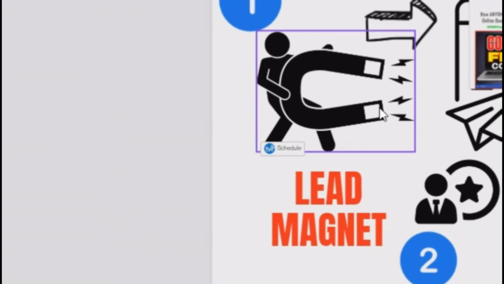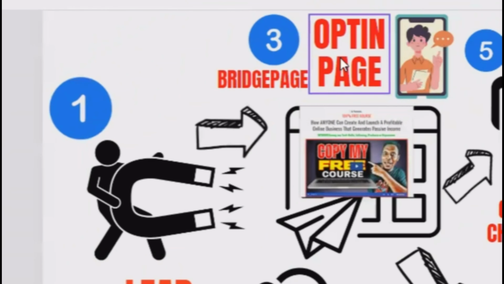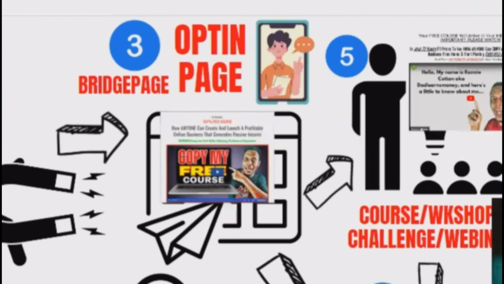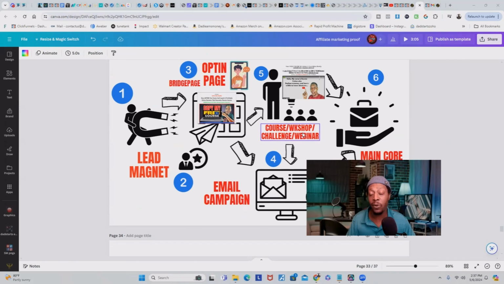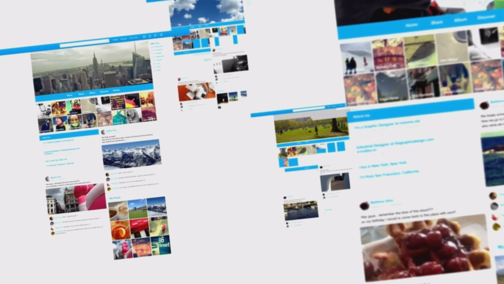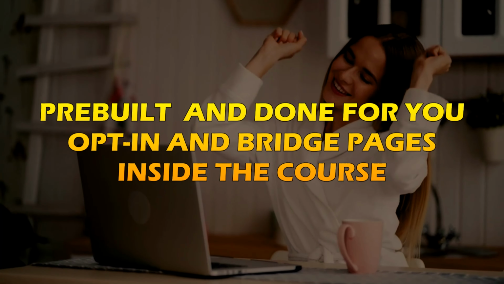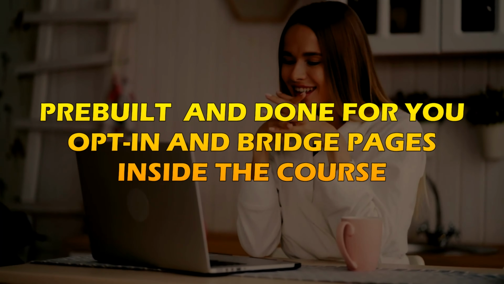Now, both of these lead magnets are options. You can use any other lead magnet you want as your choice. You just want to make sure that your lead magnet leads them to an opt-in page or a bridge page where they can take part in a course, a workshop, a challenge, or a webinar, which we're going to talk about later on in this video series. Today, we're going to be talking about your opt-in page and your bridge page, which is already pre-built and done for you. All you have to do is make some minor changes.